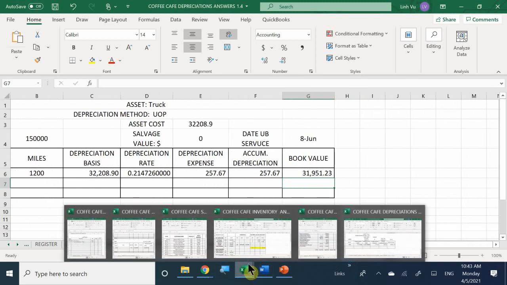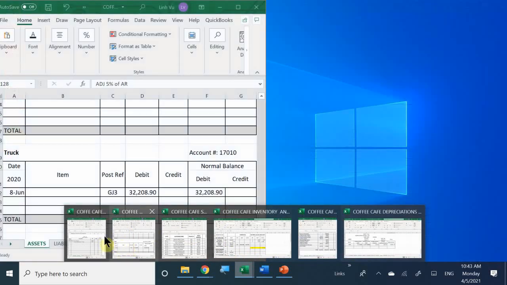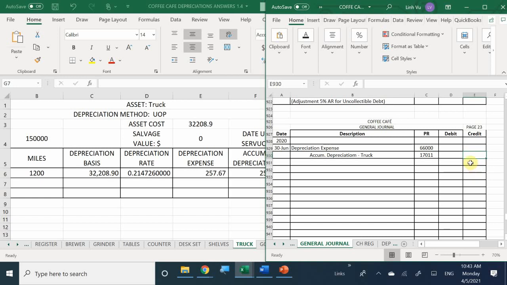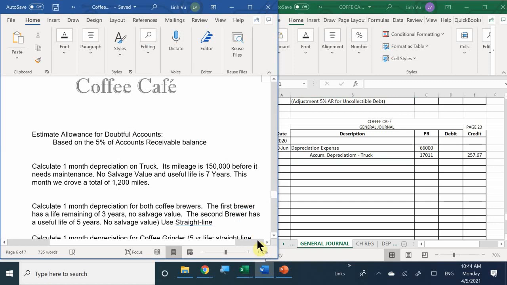So in this case, my journal should tell me that this is a credit. So remember, accumulated depreciation is a contra account to the actual asset account. So in this case, I am decreasing it because it lost value. So I'm going to credit this at 257.67. All right. But I'll make a list of every single asset that we are going to calculate the depreciation for. Okay. So let's see what's next.